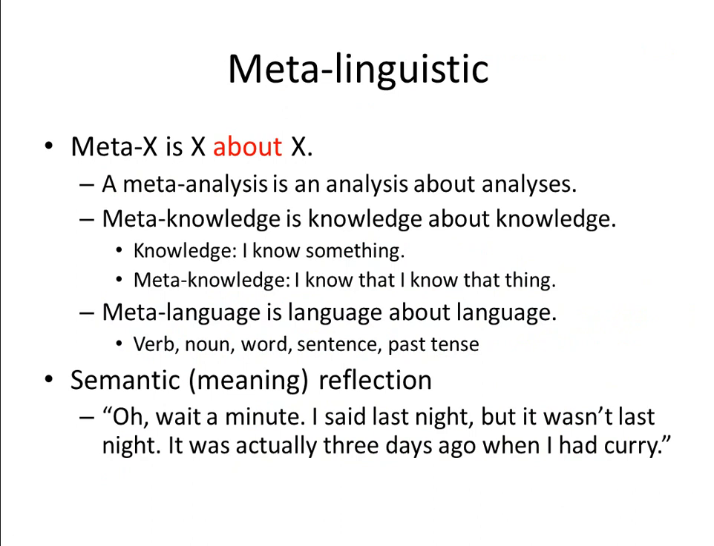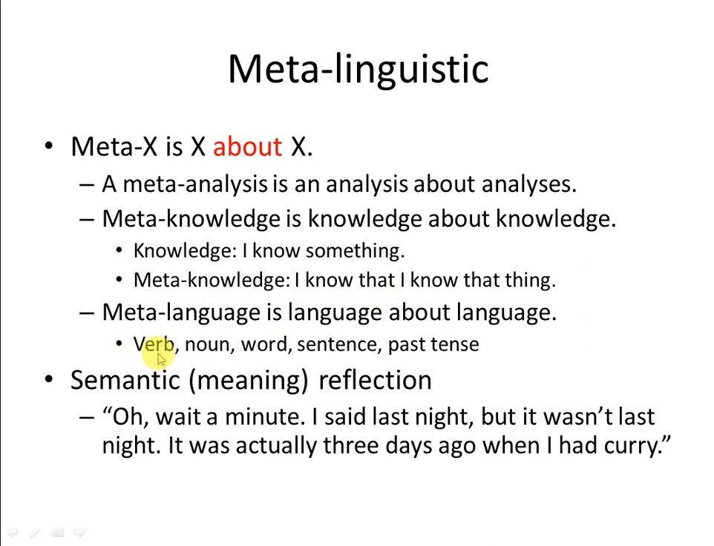And metalinguistic, this is a very difficult word. So you need to understand the meaning of meta. Meta X is actually X about X. So meta-analysis is an analysis about analysis. Meta-knowledge is knowledge about knowledge. If you know something, you have knowledge of that thing. And if you have meta-knowledge, you know that you know something. So meta-language is language about language.